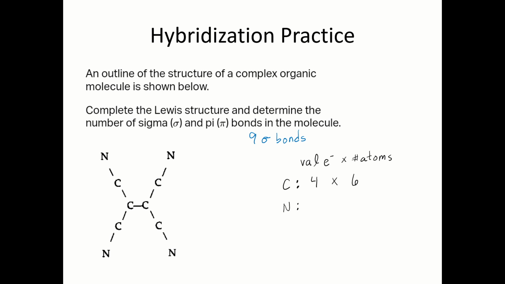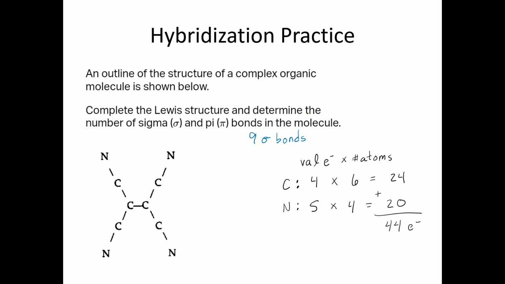Now nitrogen, on the periodic table, is in group 5A. So that's going to be 5 valence electrons, and we have a total of 4 nitrogen atoms in this structure. So 6 times 4, we've got 24 coming from the carbon, plus 20 from the nitrogen, for a total of 44 electrons in this system.